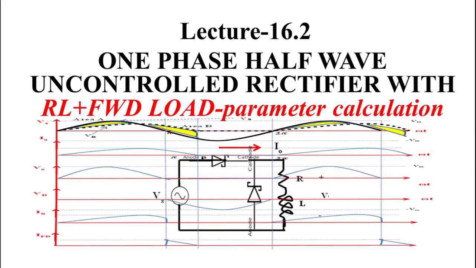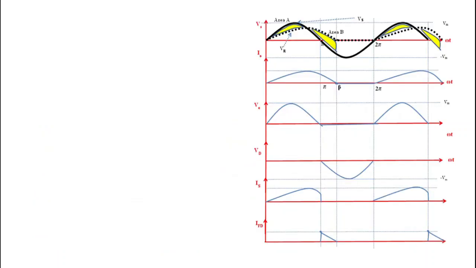This is the second part of lecture number 16, and in this lecture we will study parameter calculation for a single phase half wave uncontrolled rectifier with RL load with freewheeling diode. First we will take the average value of output voltage.